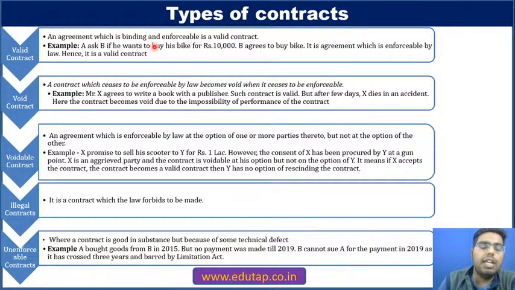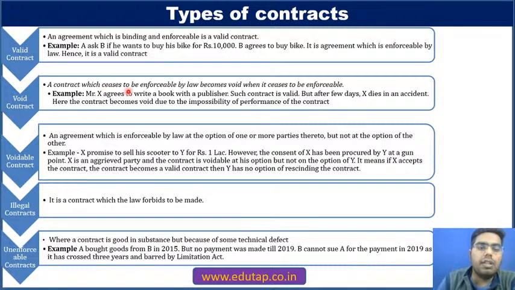A asks B if he wants to buy his bike for rupees 10,000. B agrees to buy the bike. It is an agreement which is enforceable by law, hence it is a valid contract. The normal contract which satisfies all the features that I have specified will be a valid contract. Now, what do you mean by a void contract?